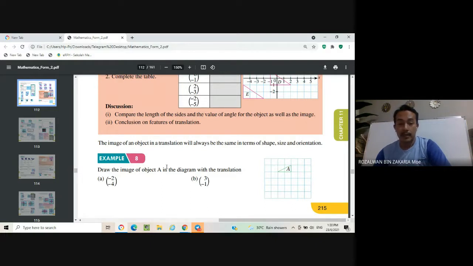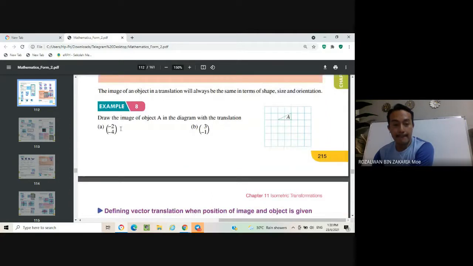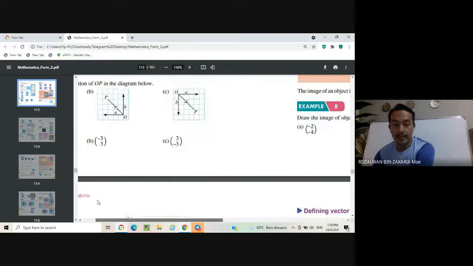Look at example 8 here. The question asks you to draw the image of the object A in the diagram with the translation. For part A, the translation is (-2, -4). Remember, the first number refers to the movement on the x-axis, and the second number refers to the movement on the y-axis. Now look at the solution for example 8.